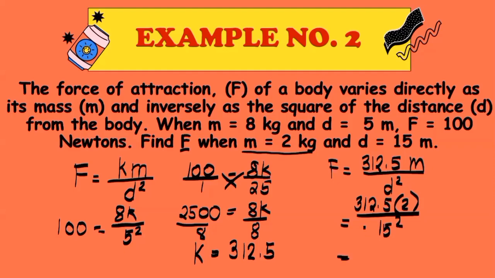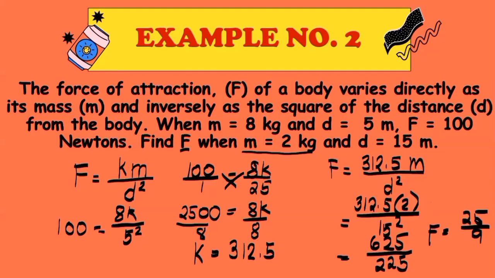So 312.5 times 2 is 625 all over 225. Can we divide this by 25? Reduce to lowest terms. And the answer is 25 over 9.